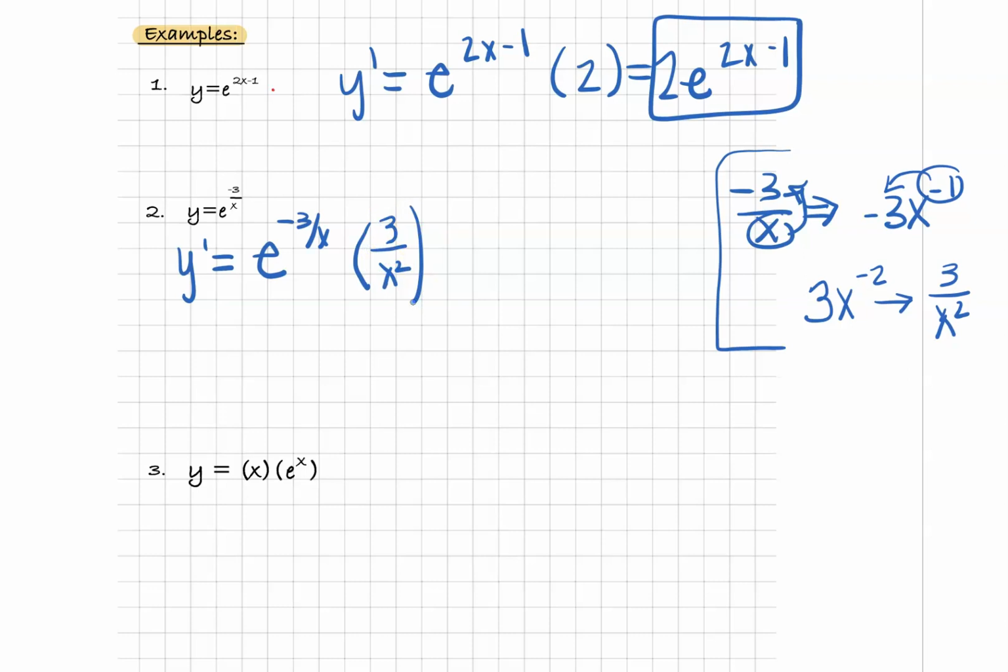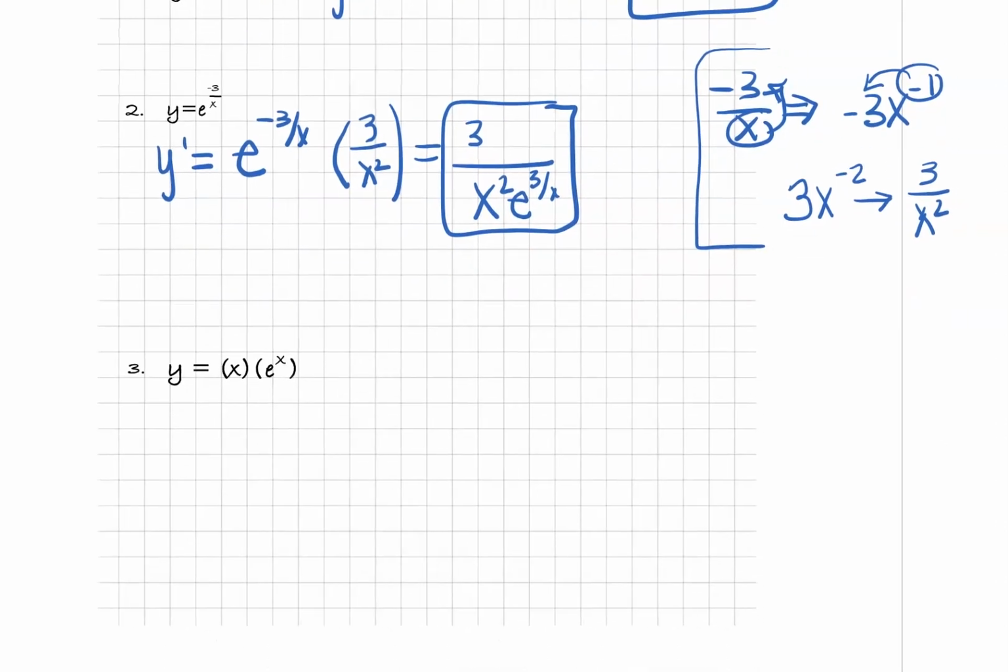And then just a matter of formatting and cleaning this up. This would be equal to 3 over x squared. And then this e being negative, we could put it in the bottom to make it a positive exponent. And so that would be the cleanup of it. The next one I really like.